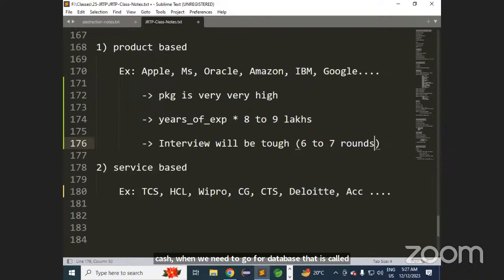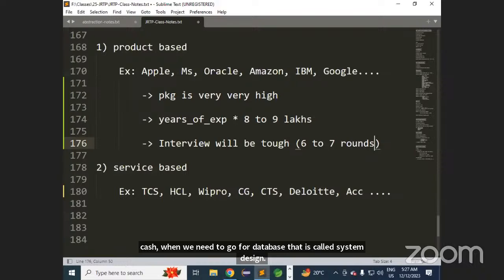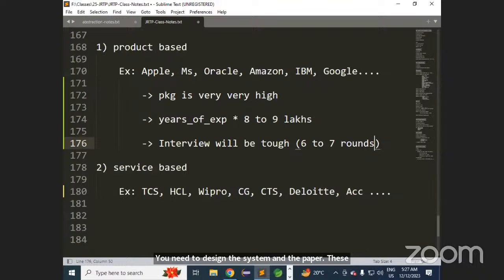You need to design the system on paper. These are the databases I want. These are the microservices I want. These are how many servers I want. This is where I will use cache. This is where I will use Apache Kafka. I will use Redis cache. I will use Gemfire. I will use MongoDB. I will use Oracle. Why should I use that? I need to justify that also. It's not like just keeping a diagram, controller, service, repository. No, you need to give the proper design of the system.